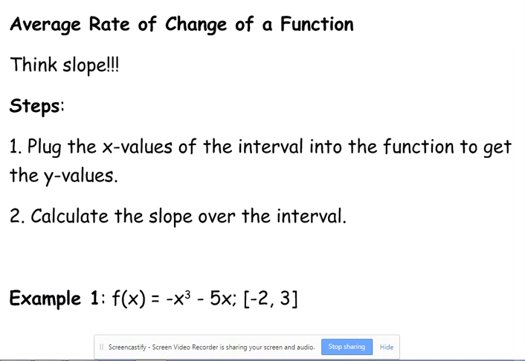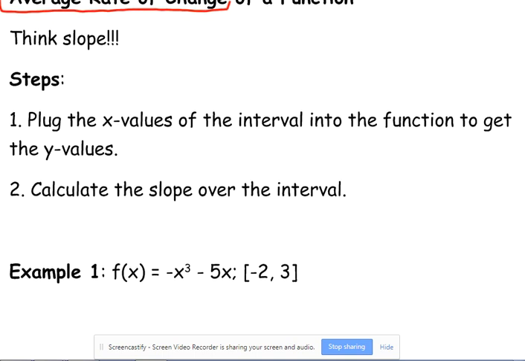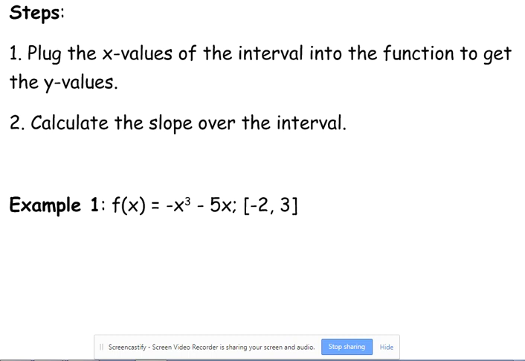Okay, before we really get into derivatives, we need to talk about the average rate of change of a function. Anytime you see the words average rate of change, you should be thinking slope. So, if they ask us for the average rate of change for this function over an interval, these are x values. Okay, -2 and 3 are x values. That's the interval. So to use slope, we've got to know the y value.